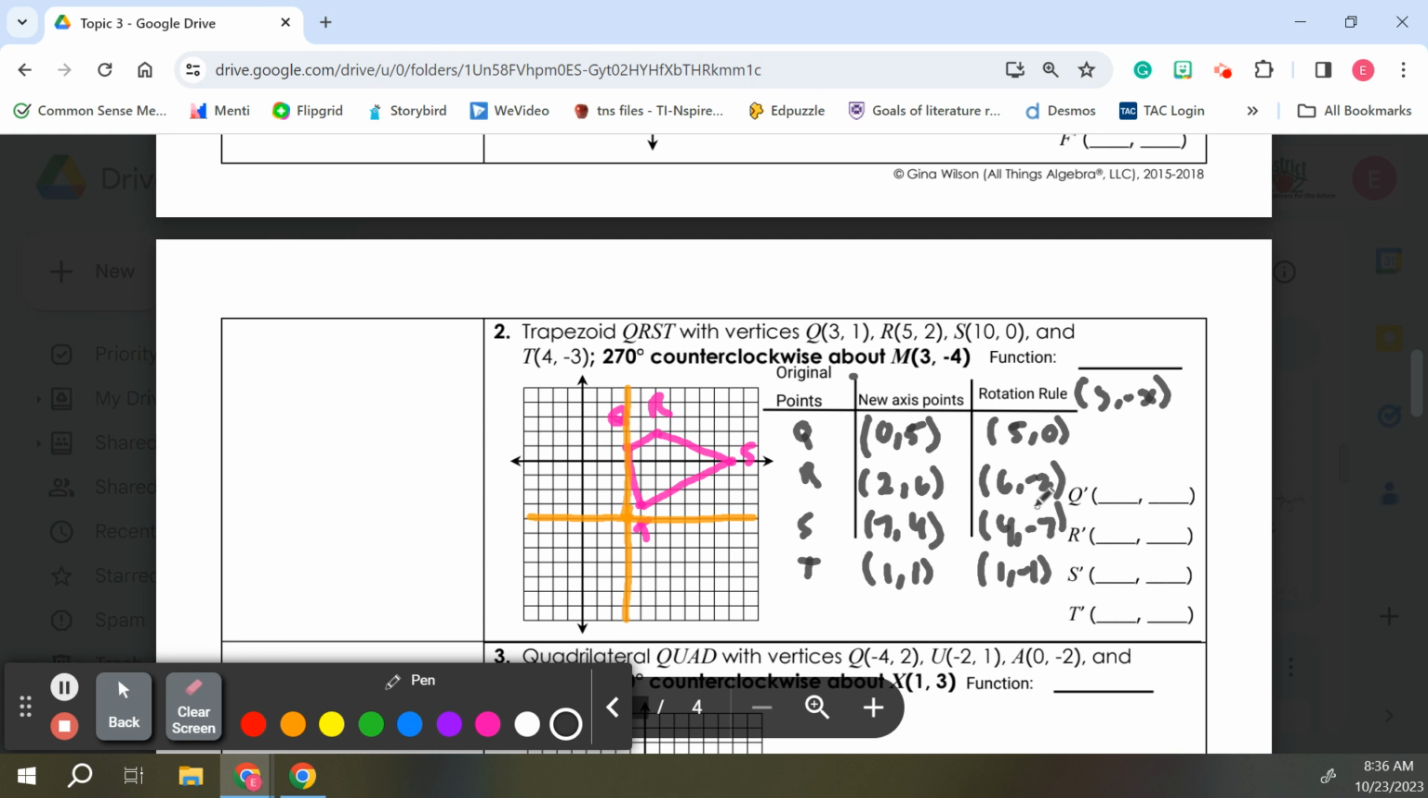You're counting for the actual, this is applying the rotation rule for the new axis. When you count from here, that gives you the actual points on the grid. No. You plot these first using the orange, and then you just count using the original. Does that make sense? Okay.